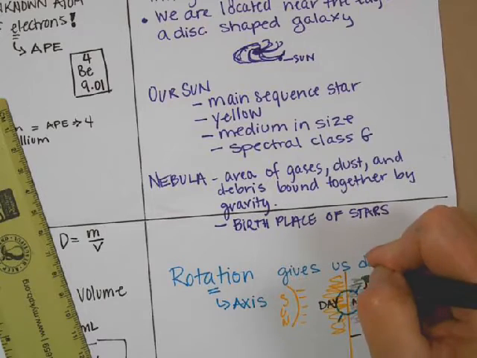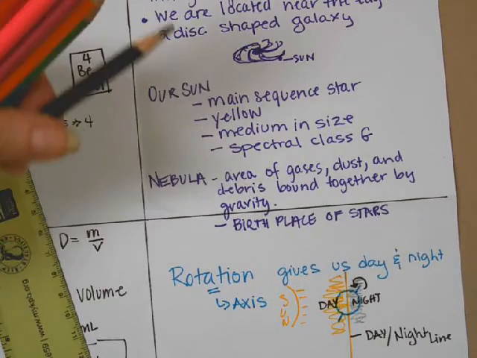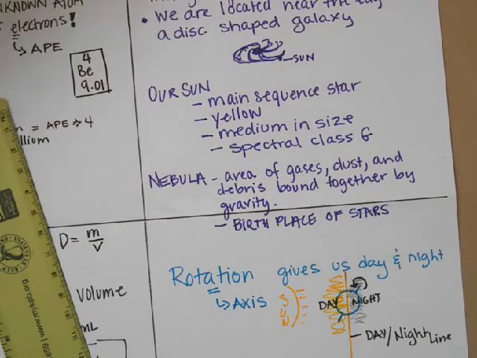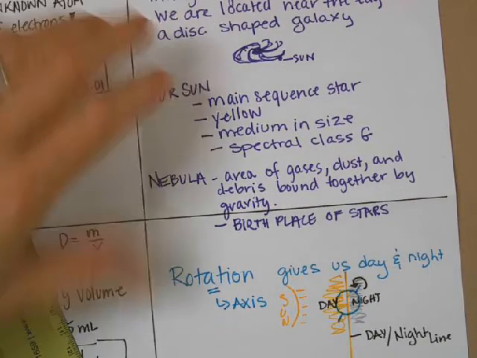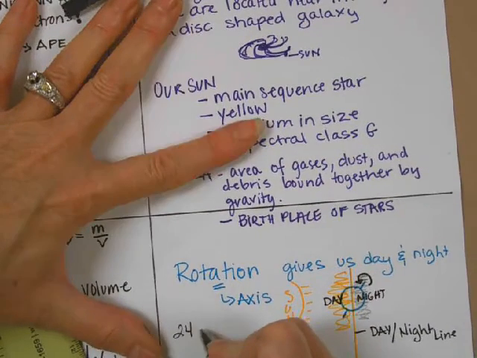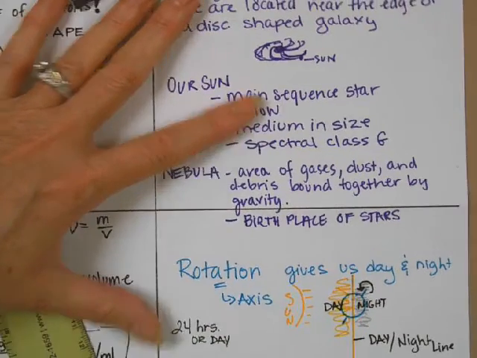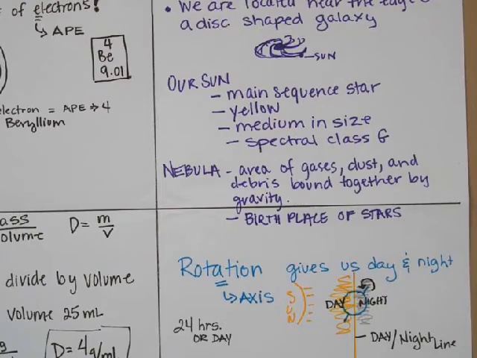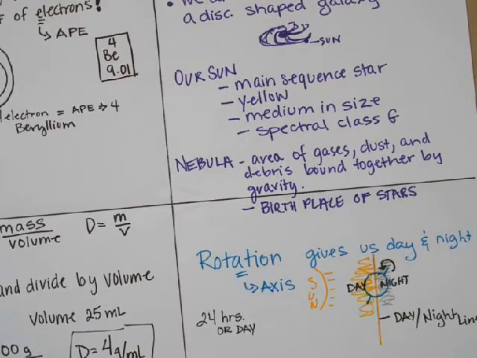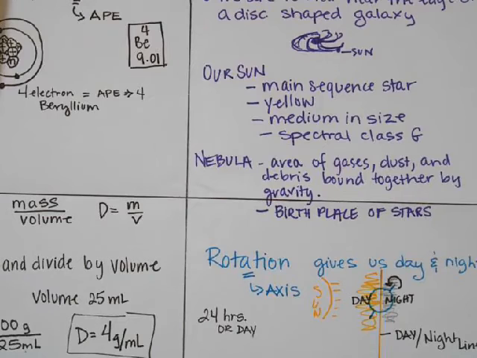Okay, we rotate counterclockwise. We rotate into and out of daylight, into day, out of day, and so forth, right? One rotation is 24 hours or a day. So the side facing the sun is going to have daylight. Hope there's not any questions on that.